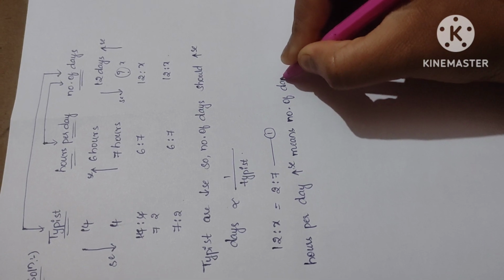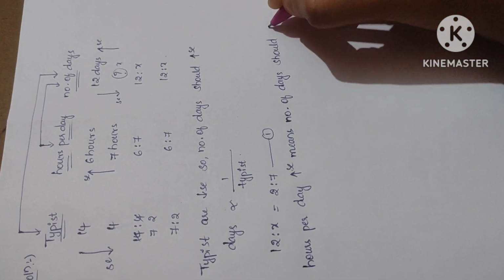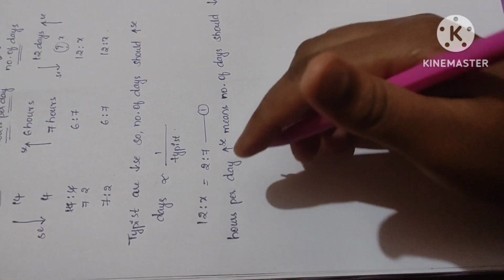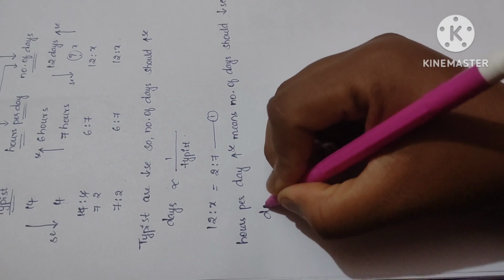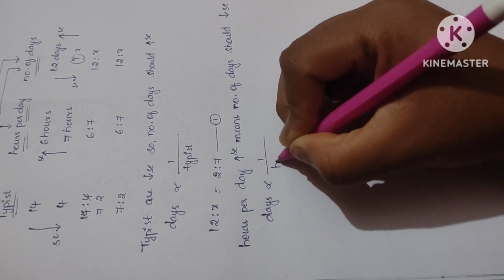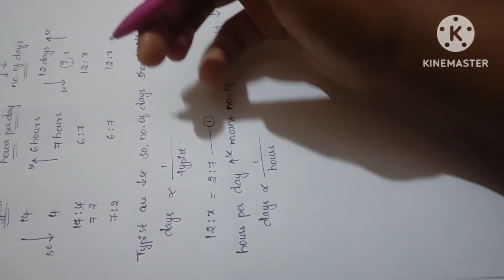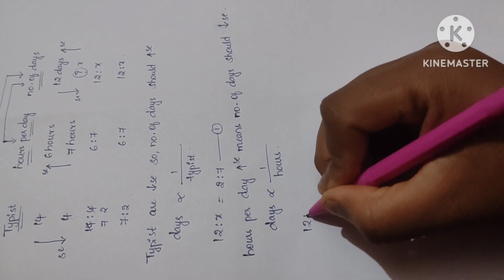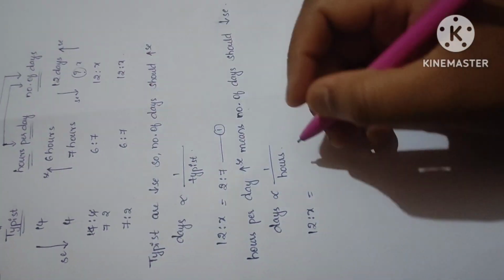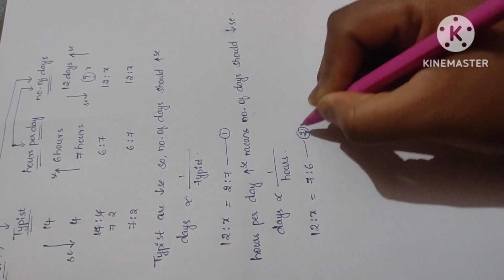So what do we have to write? Days is inversely proportional to hours. If you observe why I am writing only days on the left side and typists, hours on the right side, it is because on the LHS we have to get the constant value, that means 12:x. That's why I am writing like this. Whether days is inversely proportional to typists or typists is inversely proportional to days, both are the same. So as per our convenience we can write like this.